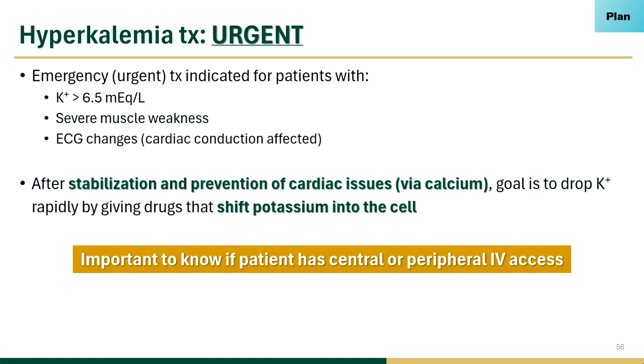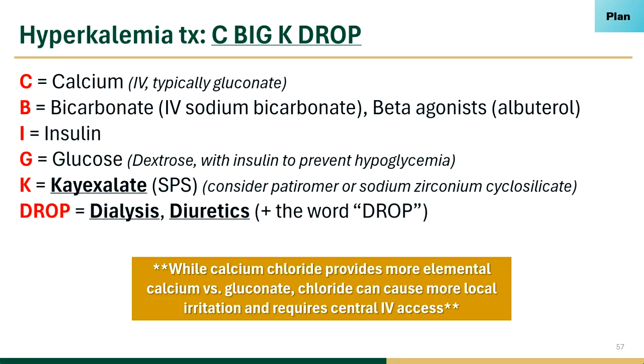All right, so this is an acronym that everyone in medicine knows. Your med school people, your nurses, everybody knows. It's called C big K drop. And so this is the urgent treatment of hyperkalemia. First is the C, which is calcium. So calcium, typically gluconate, but it could be chloride if the patient has central IV access, but most of the time it's gluconate because it's useful in both if they have central or peripheral.